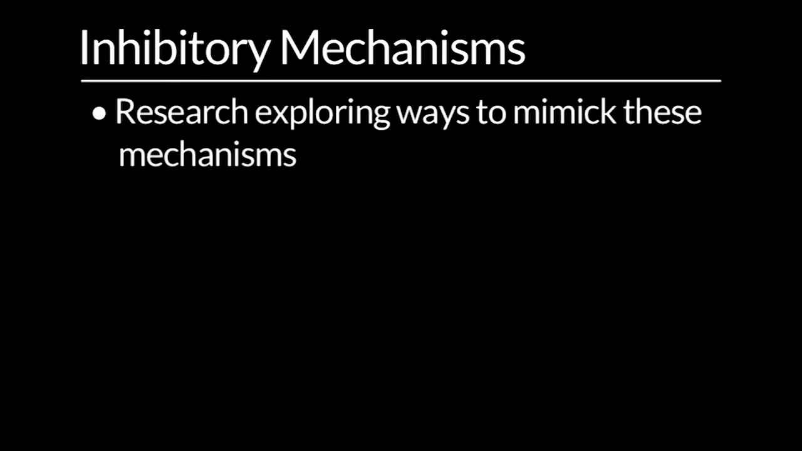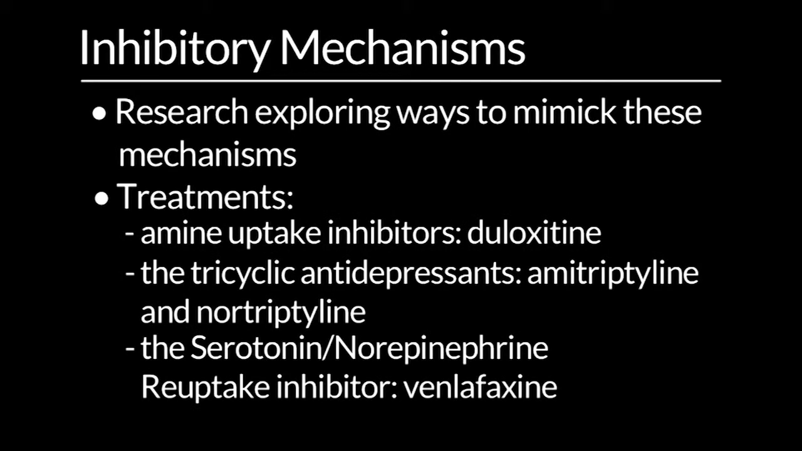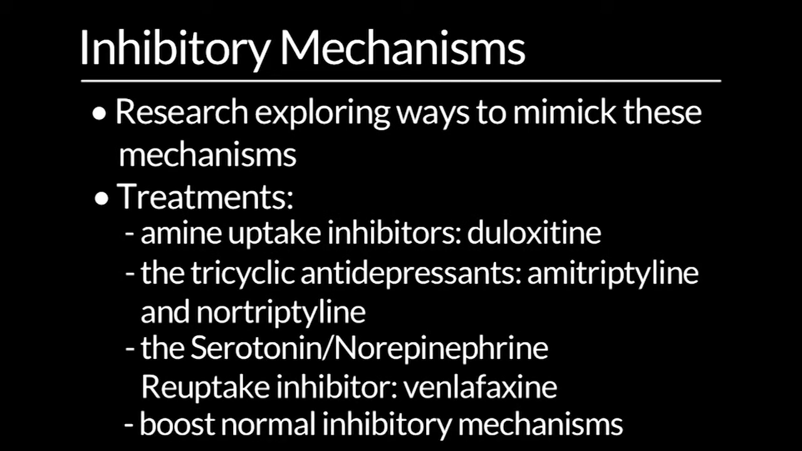And at the moment, this is largely related to research activities, trying to identify ways that we can mimic these inhibitory mechanisms. But indeed, some of the major treatments that we use for chronic pain conditions, such as amine uptake inhibitors like duloxetine, act to boost the normal inhibitory mechanisms that operate from the brain on the spinal cord. So we need to learn to best maximize these inhibitory mechanisms to suppress abnormal excitability within the central nervous system.